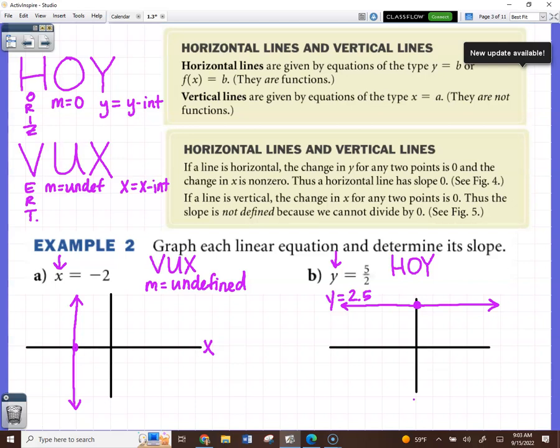And what's the slope? Well, it's HOY. What is it? 0.